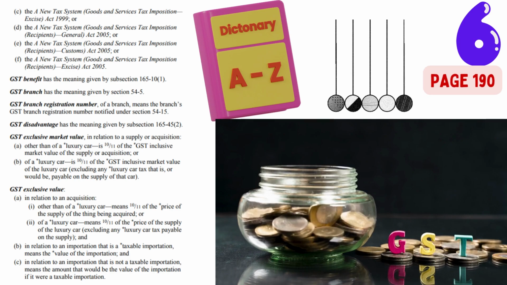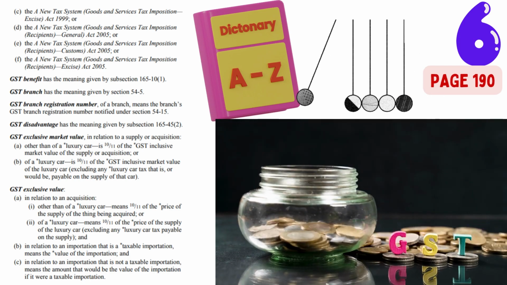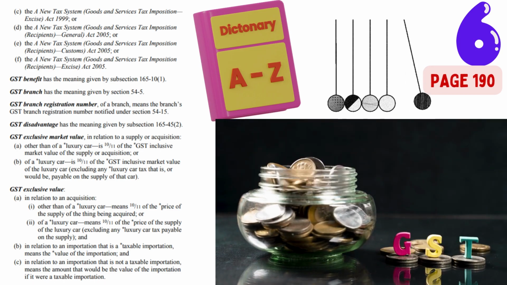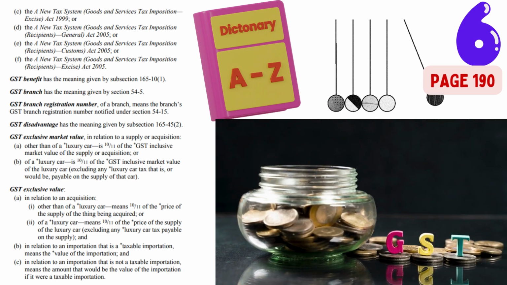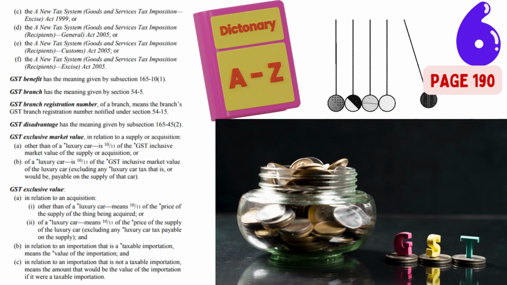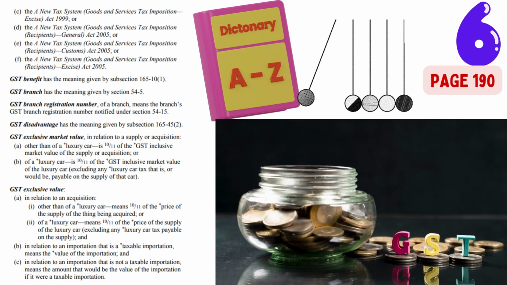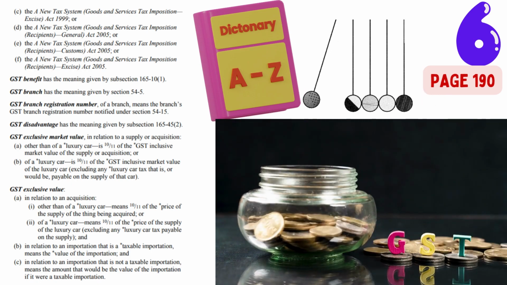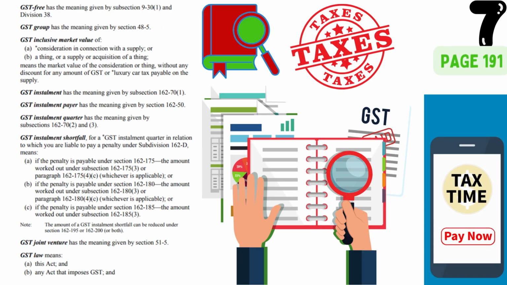Page 190, word number 42. GST benefit. 43. GST branch. 44. GST branch registration number. 45. GST disadvantage. 46. GST exclusive market value. 47. GST exclusive value. Next and last page for this video.